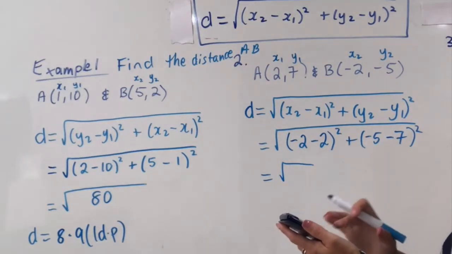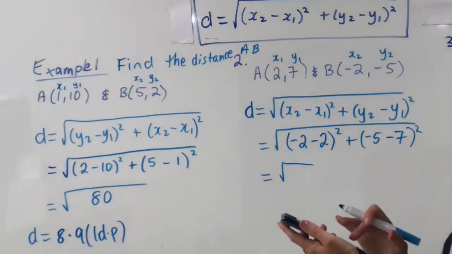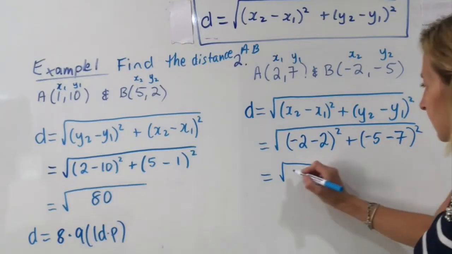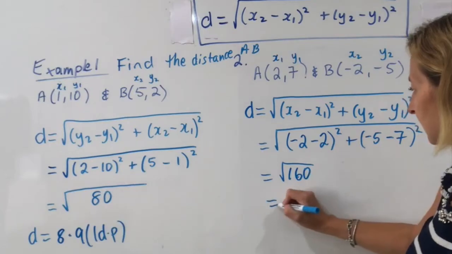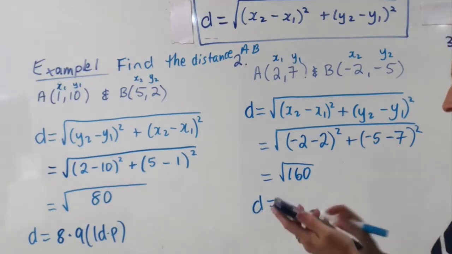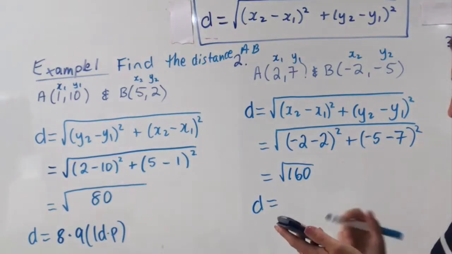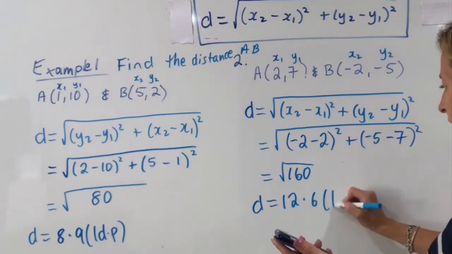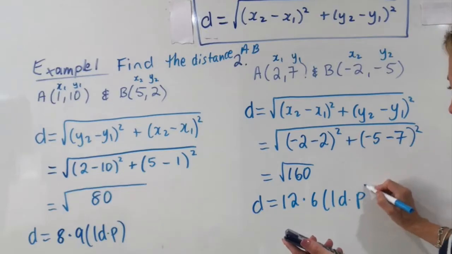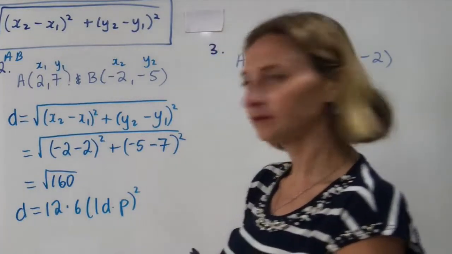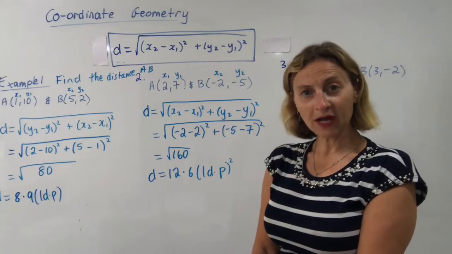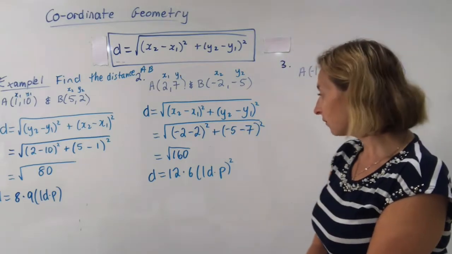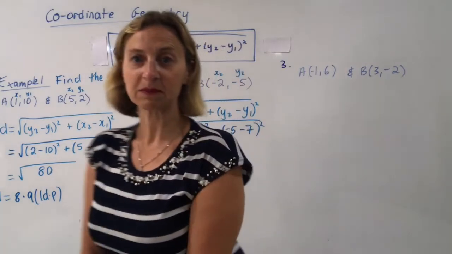Minus 2 squared plus minus 5 minus 7 squared equals 160. And so the distance between A and B is the square root of 160, which is 12.6 to 1 decimal place. If you rewind it and have a look at when we did the same example using Pythagoras, you'll see that we also got 12.6 for the distance between A and B.